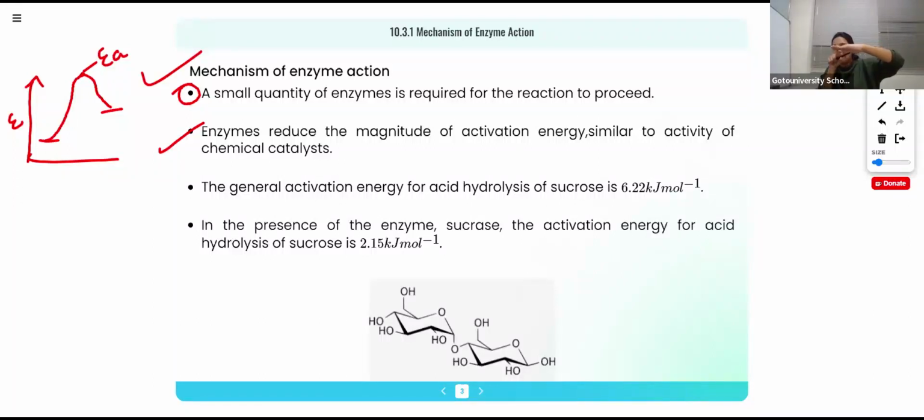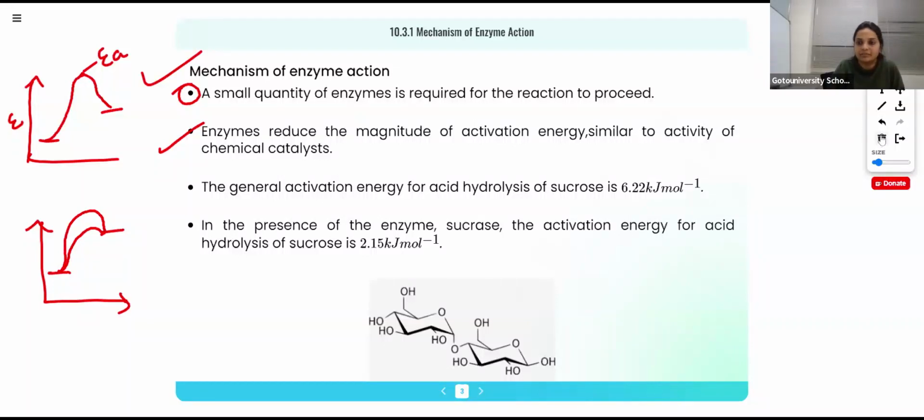Suppose this energy barrier, this activation energy, is decreased. Then what will happen? More molecules will be eligible to cross this barrier. The same thing is happening in enzymatic action. The same thing is happening in a catalyst reaction, right? This is the normal activation energy of the reaction. Suppose the same reaction I am carrying out in the presence of a catalyst like an enzyme. So what will happen? This is the reactant, this is the product.